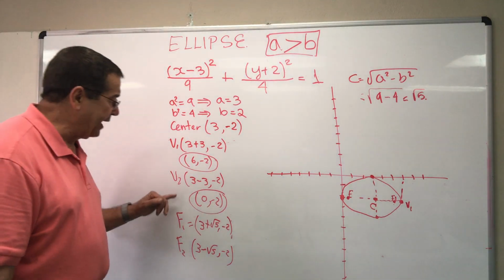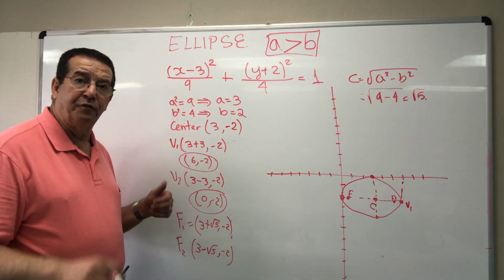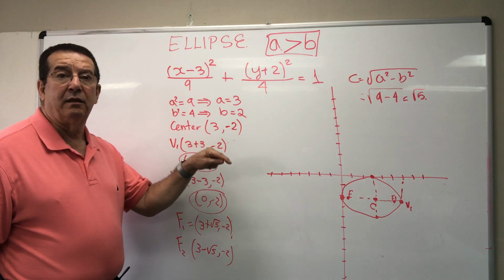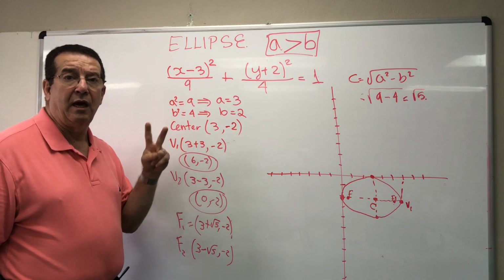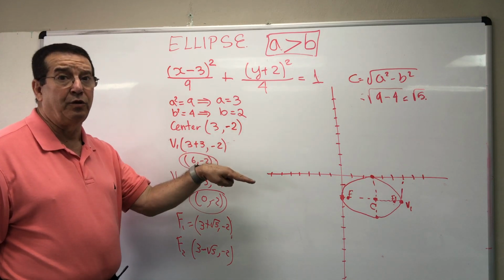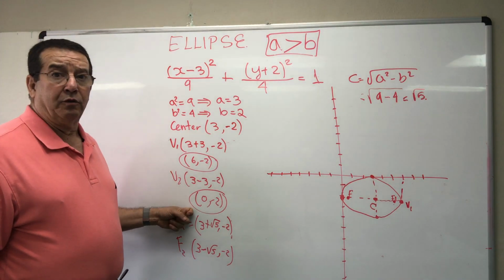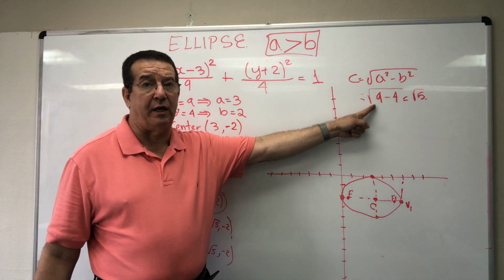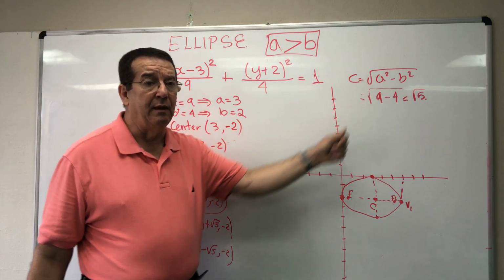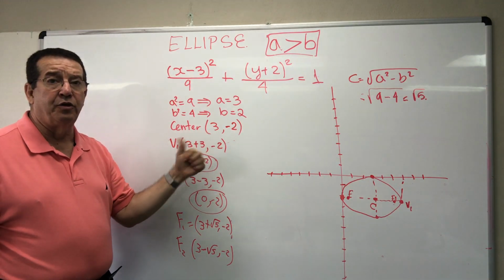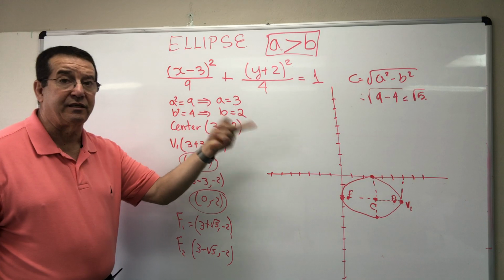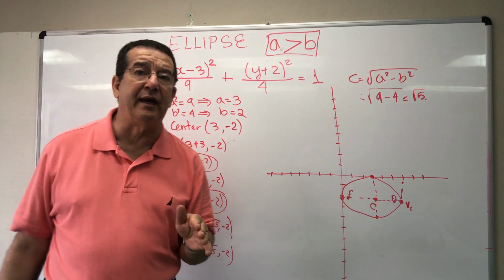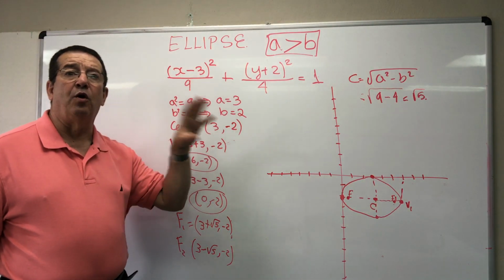Repeat again. When this is horizontal, to find the vertices, to the coordinates of the center, you add a and subtract a, and you have the 2 vertices. Then, to find the foci, you find c squared. You find c is the square root of a squared minus b squared. You find the value of c. And to the same value of the center x, you subtract c, and you add c, and you have the coordinates of the foci. Okay? This is the example when the ellipse is horizontal.